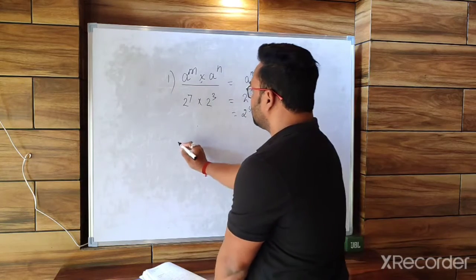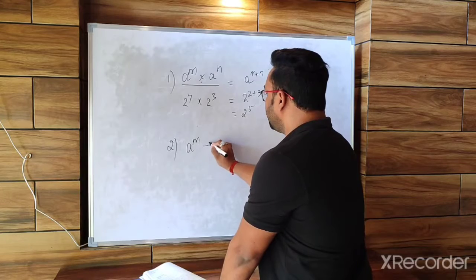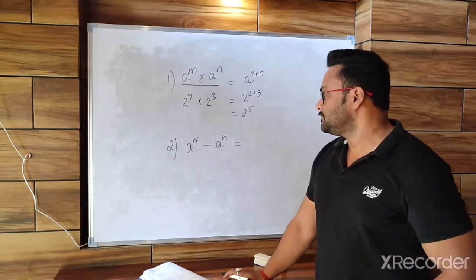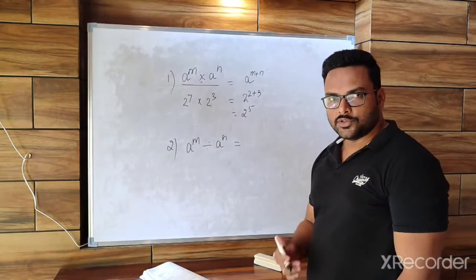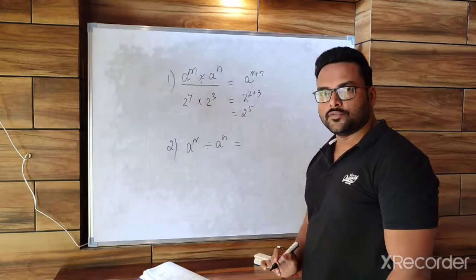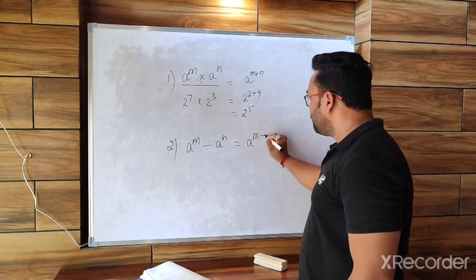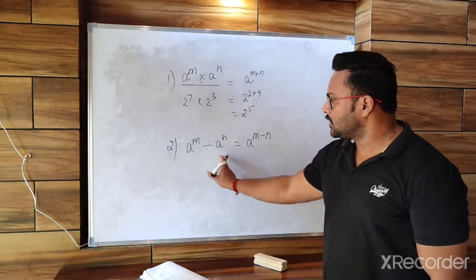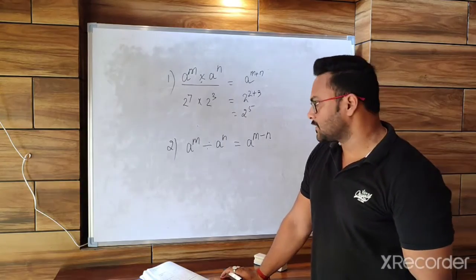In the same way, if it is the second law, a to the power m divided by a to the power n, then what will happen? Here it was multiplication, so we added. So you can think, if it is division, what should we do? It will be a to the power m minus n. Okay? If it is division with a common base, then we are supposed to subtract the exponents.